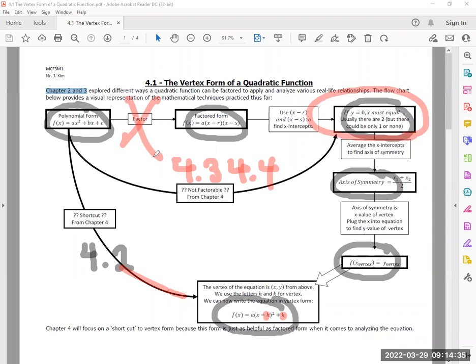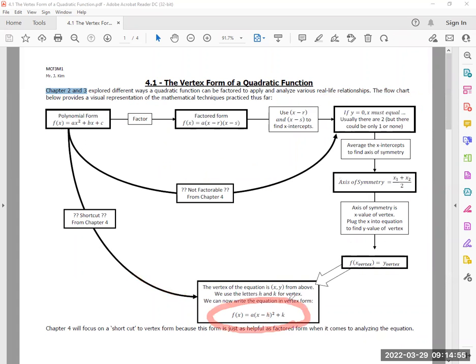What if that wasn't allowed? What if there was an equation that you couldn't factor, but you still have to find the x-intercepts? This is what I mean by not factorable. I'll give you another strategy. Long story short, chapter 4 is going to focus on the vertex form. Before we were focusing on the factor form, chapter 4 is the vertex form.